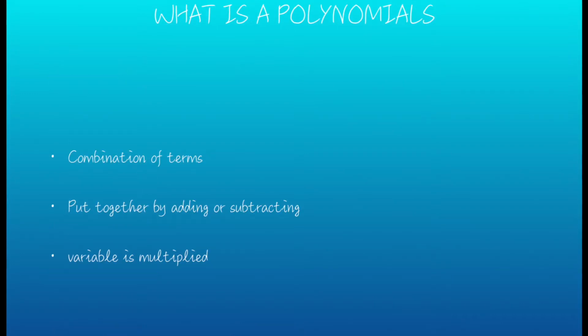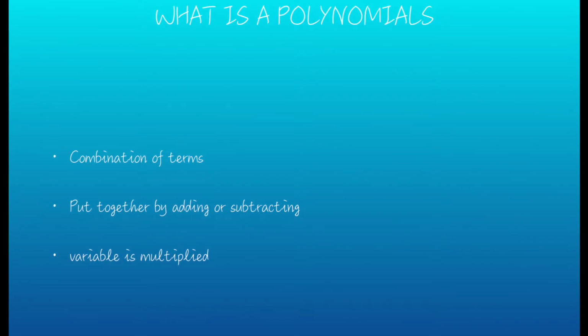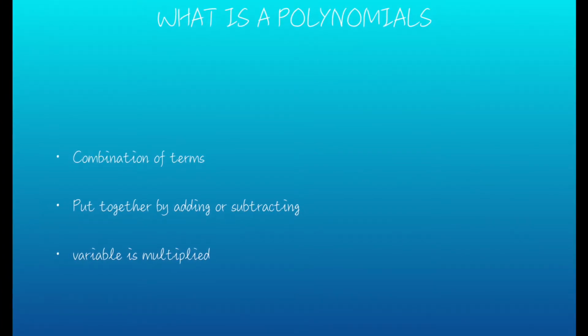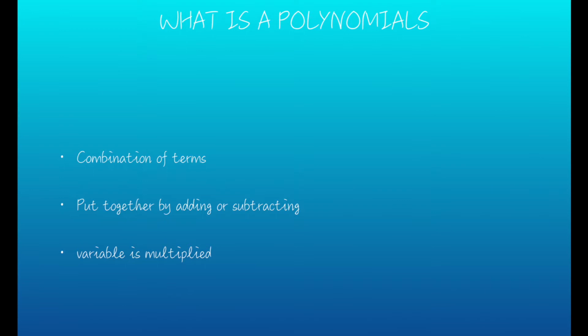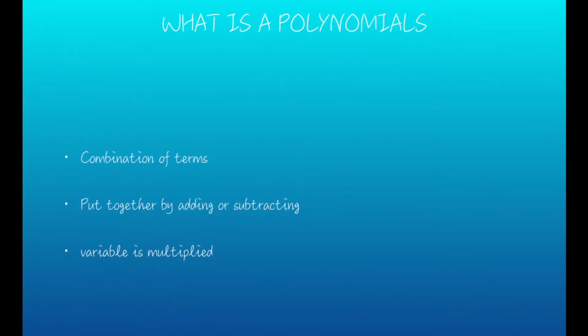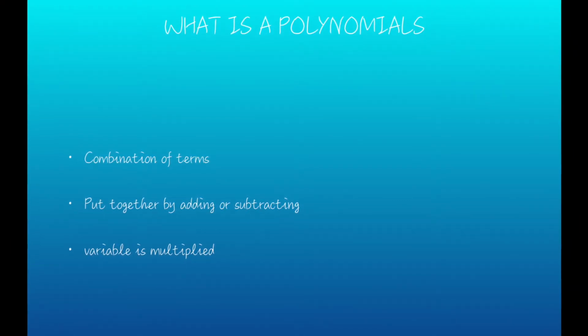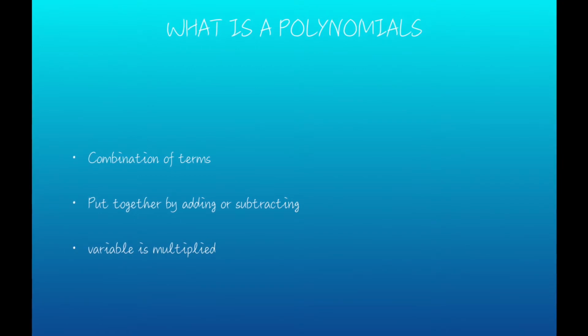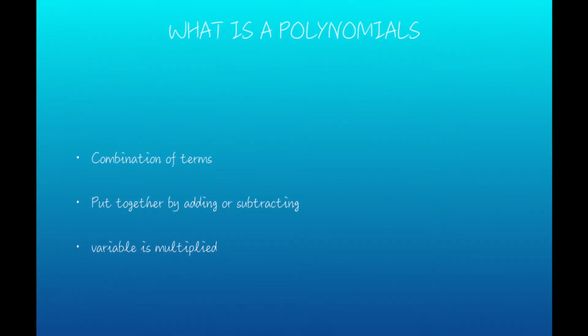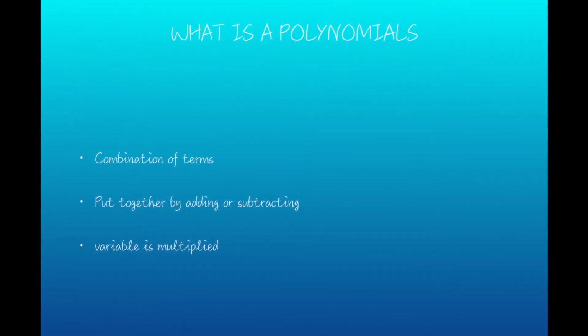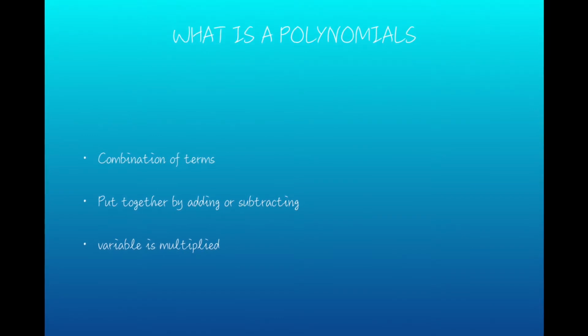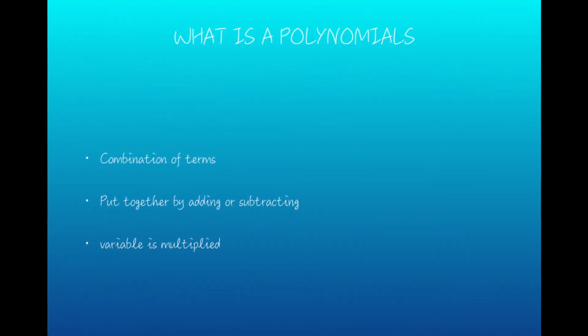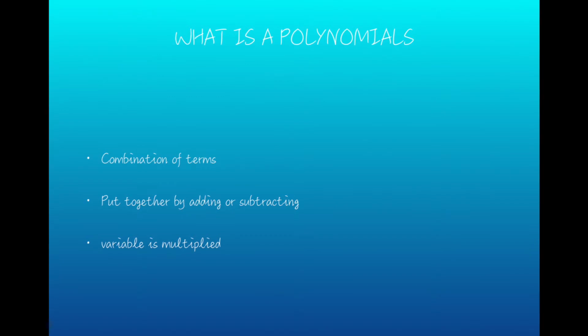What is a polynomial? A polynomial is a combination of terms. It's like a chain, and it is connected by adding or subtracting. But every term has a variable and a number, which are multiplied together. So it's just like a big chain.